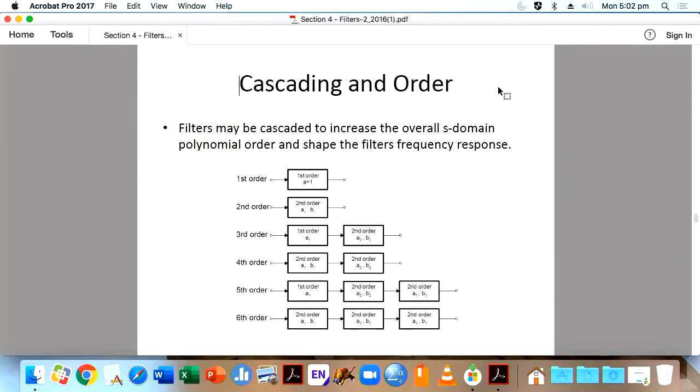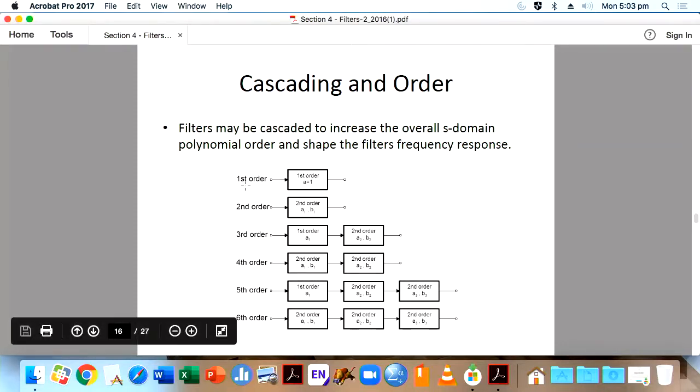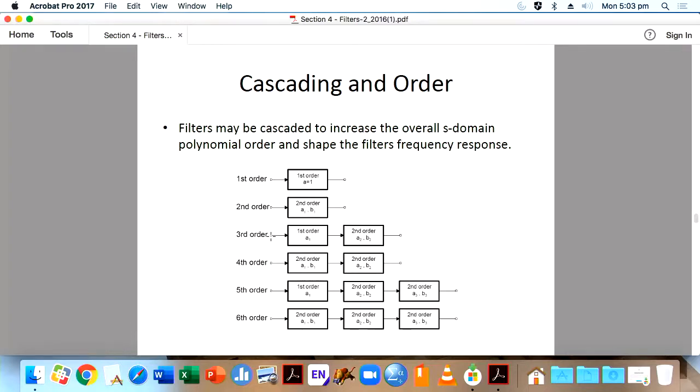Then cascading and order. Filters may be cascaded to increase the overall S domain polynomial number, like the number of orders or poles, and shape the filter frequency response. You can make it very sharp. Usually this is how people are ordering. First order, A equal to 1. Second order, something like this. When you have third order, people have confusion about which one to connect first. Mostly they will connect a first order first and then second order.